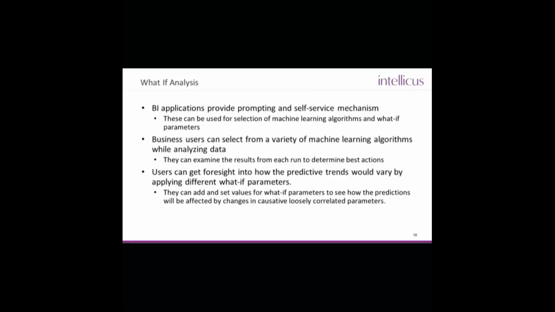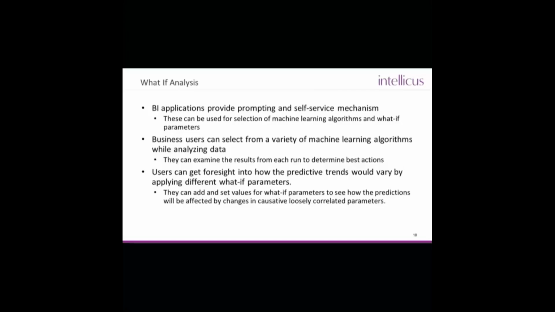Normally, there is some kind of self-service mechanism here used to select the right algorithms, the what-if parameters, and so forth. And then the business users can select from the variety of algorithms. They can examine the results. They can determine, do I like this? Do I not like that? They can change the parameters. And that's the what-if part of it. Okay, here's what the prediction is, but what if we did something to change the parameters?